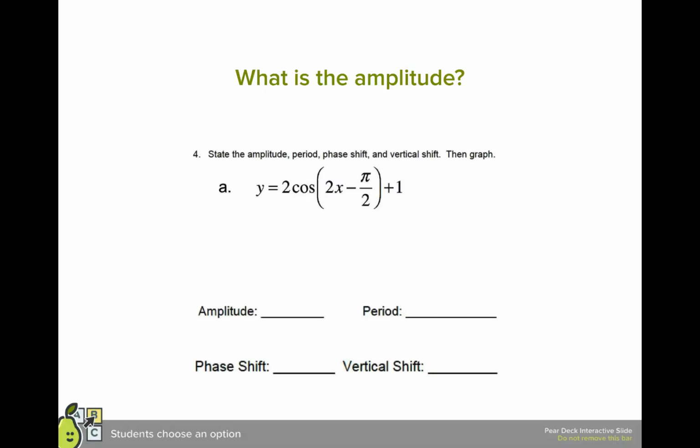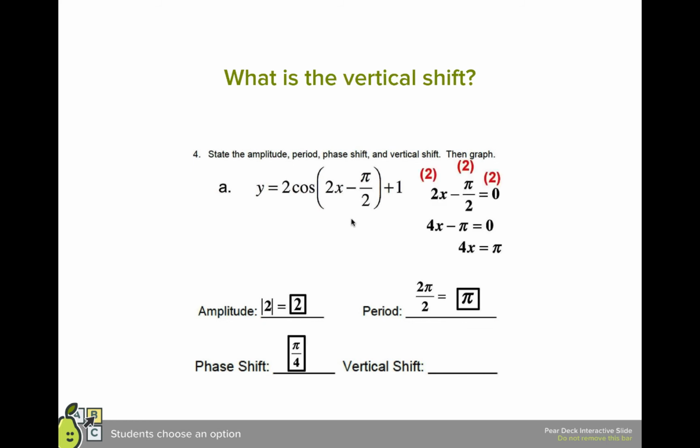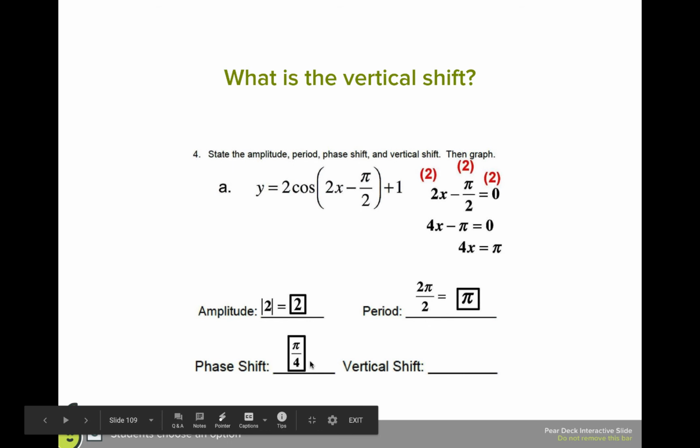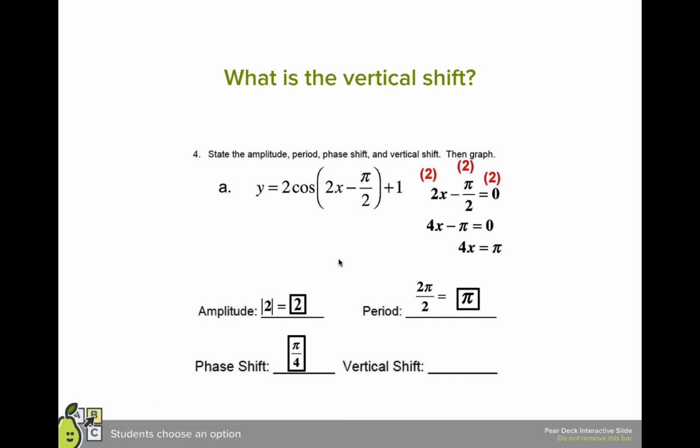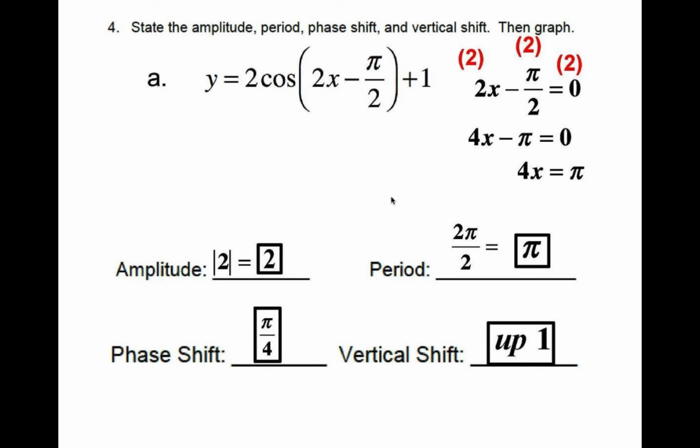All right, number 4 is, what is the amplitude of this graph? All right, hopefully you got that it's the absolute value of 2, which is 2. What is the period? All right, it's 2 pi divided by 2 x's, so you should get pi. What is the phase shift? Okay, so setting the parentheses equal to 0, you should get pi over 4. I fraction busted. And then vertical shift. Okay, the number on the end, we're going to go up 1.